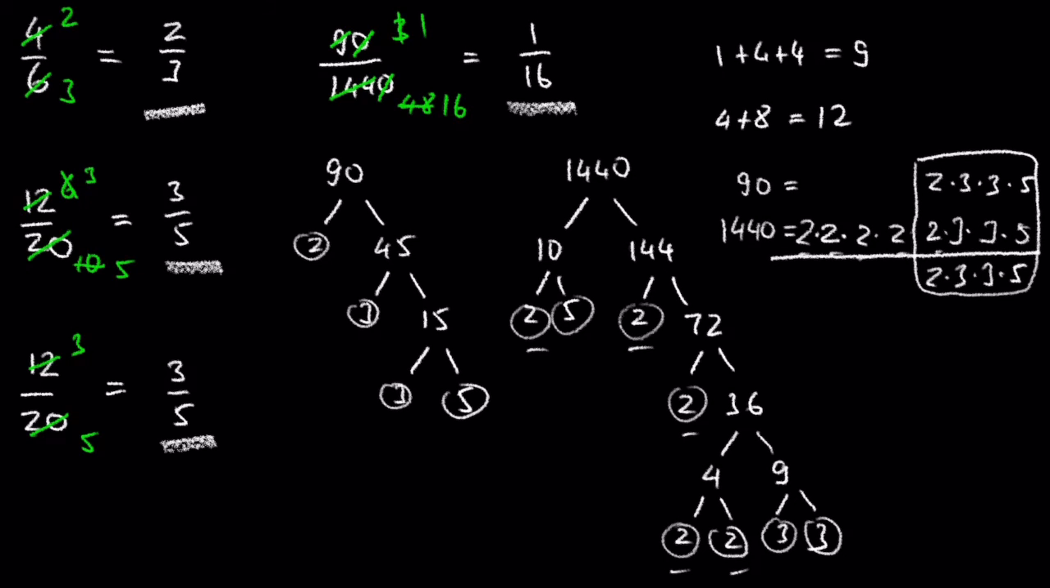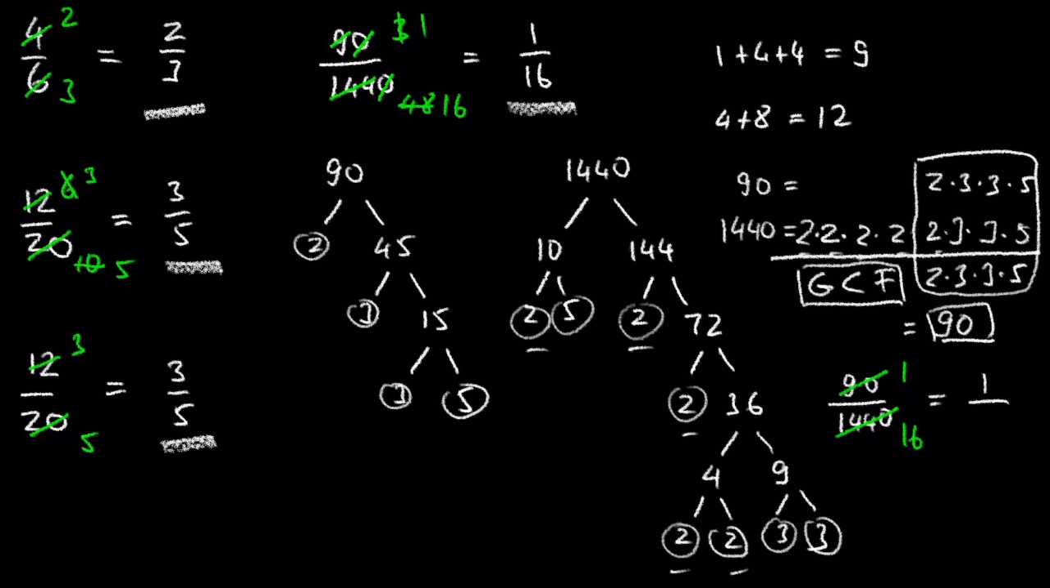So the greatest common factor is 2 times 3 times 3 times 5, which is 90. 90 divided by 90 is 1, and 1440 divided by 90 is 16. Hence we get 1 over 16.